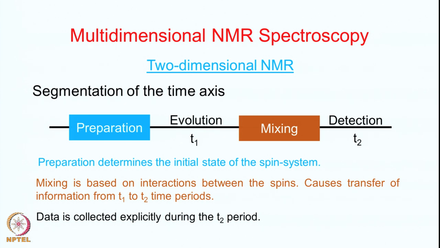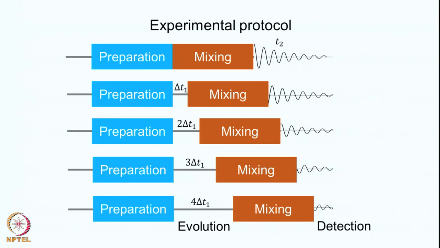Now, how is the experiment actually performed? Experimental protocol is given here. So you do a series of experiments. In other words, you collect a series of FIDs. Typically the data you collect is in the form of FID, and that happens in the T2 period.